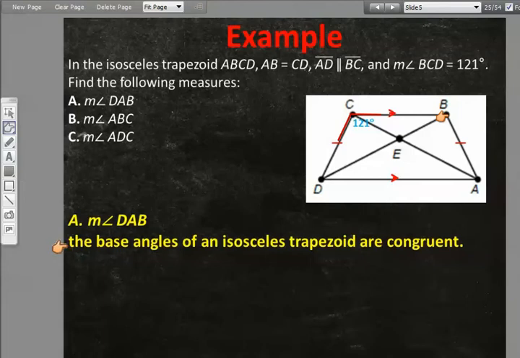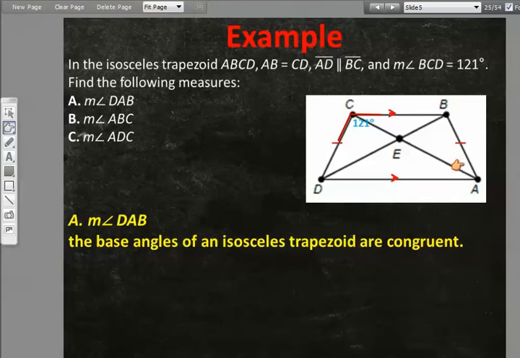Well, this right here tells us that the base angles of an isosceles trapezoid are congruent. Now, what makes this an isosceles trapezoid is the fact that the legs are the same size. And base angles of this trapezoid are going to be congruent. So that means this angle right here is going to be congruent to this angle right over here.